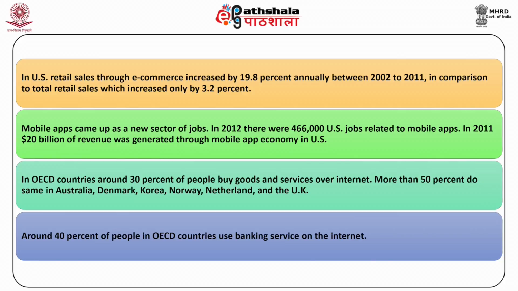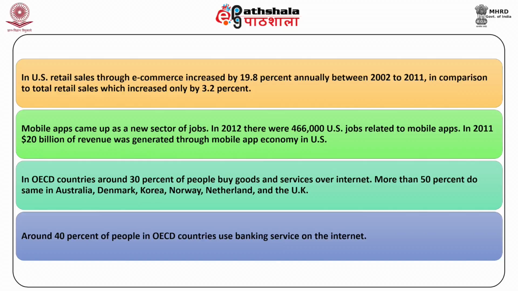C. In OECD countries, around 30% of the people buy goods and services over the internet. More than 50% do the same in Australia, Denmark, Korea, Norway, Netherlands and the UK. D. Around 40% of the people in OECD countries use banking services on the internet.